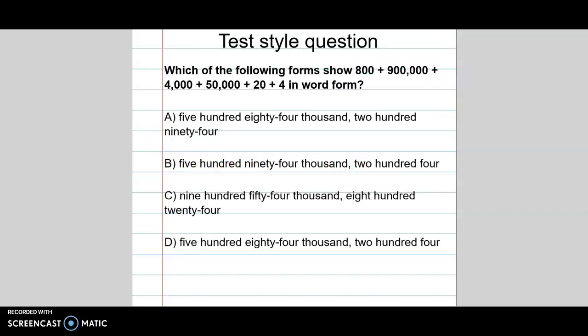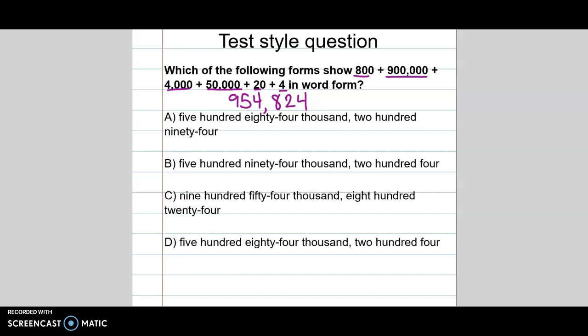So the test style question says, which of the following forms show 800 plus 900,000 plus 4,000 plus 50,000 plus 20 plus 4 in word form? So we have to be able to put all this together, and they jumbled it all up. So we have to be able to pick out the biggest parts. So 900,000, I see a 50,000, and I also see a 4,000. So that would be 954,000. I see an 800, a 20, and a 4, so 824. They kind of jumble it all up for us.